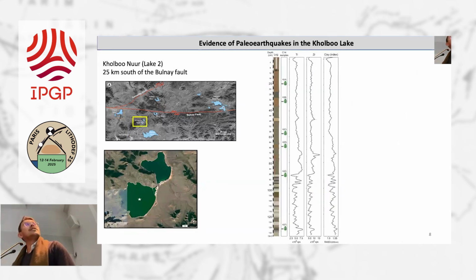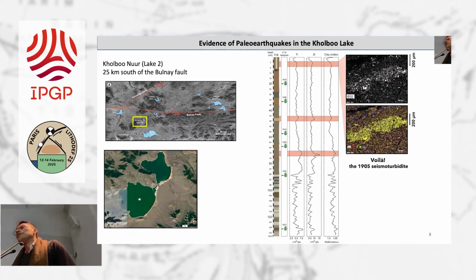Let's go to the second lake. Here it is located 25 kilometers south of the fault. Again, we see some signatures of relative increase of these elements, but in this core particularly, we target the upper part where we see a slight bulge or positive anomaly of these elements. We target this place, and voila, we found some evidence of our 1905 paleoturbidite. So those were quite good news, because now we were certainly sure that those lake systems are recording earthquakes.